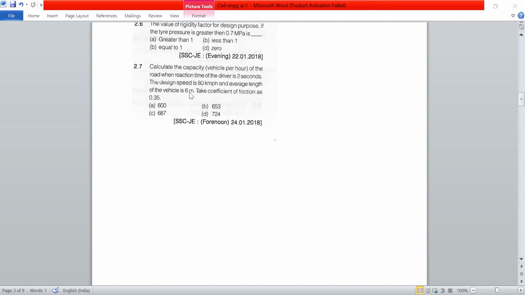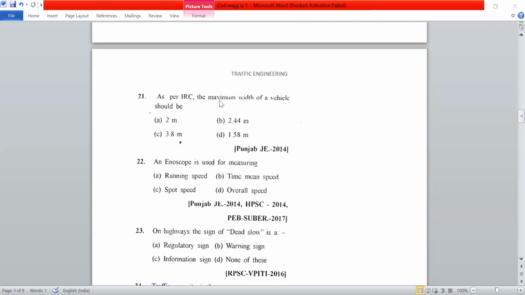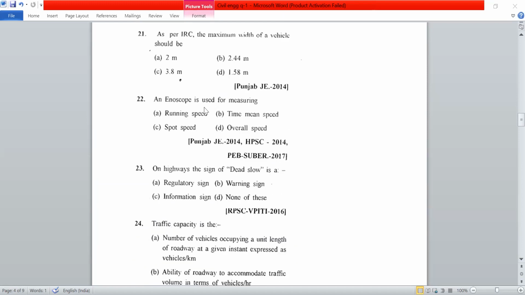Design speed 80, length 6 meter. So this problem, the right answer is 653. Again, this is explained in the previous theory part video. So as per IRC, the maximum width of vehicle is 2.44 meter. An anoscope is used for measuring spot speed.